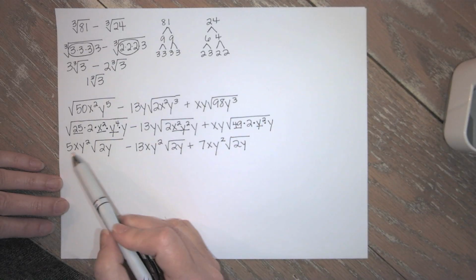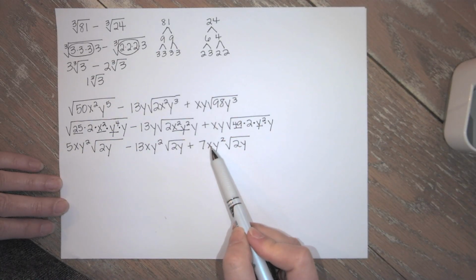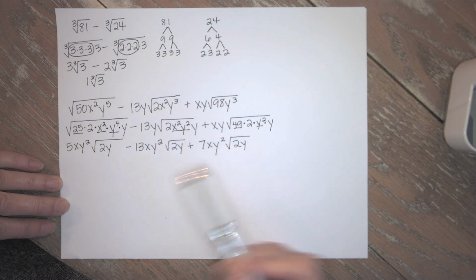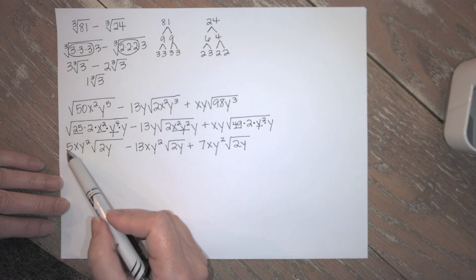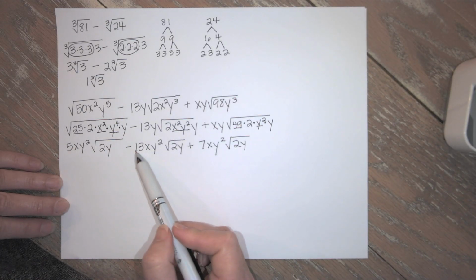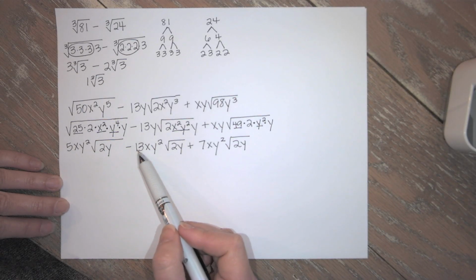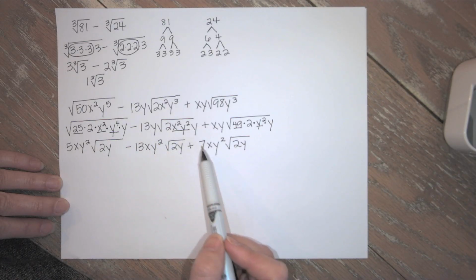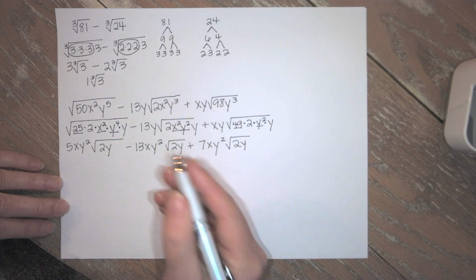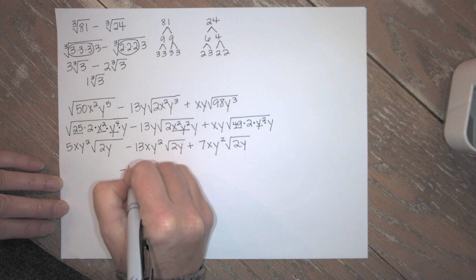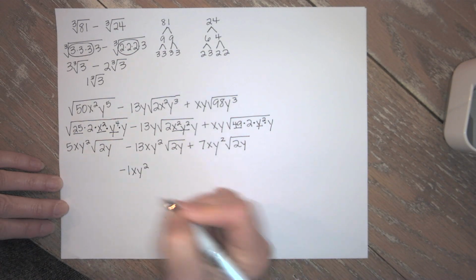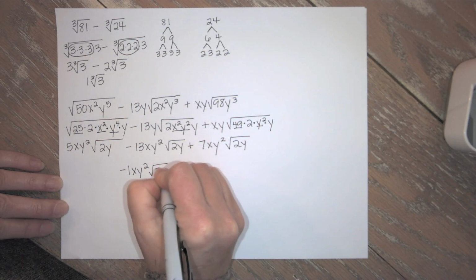All right, when I look, I see that these are all alike, so we can combine. 5xy squared minus 13xy squared is negative 8xy squared. Plus 7xy squared would be negative 1xy squared. Square roots of 2y.